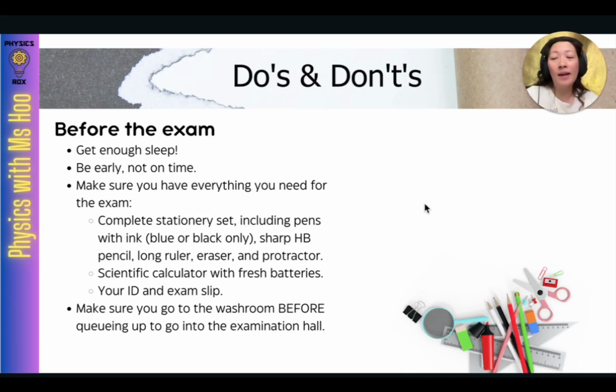So all your pens, your sharp HB pencil, ruler, eraser, protractor, your calculator with fresh batteries because you don't want your calculator to run out halfway when you're trying to do the calculations. And also make sure you have your ID and exam slip to prove to the invigilator that you are who you are. Also, make sure that you go to the washroom before queuing up to go into the examination hall.